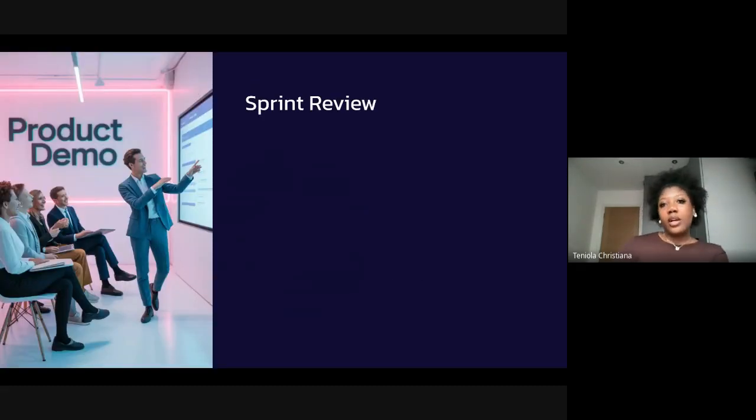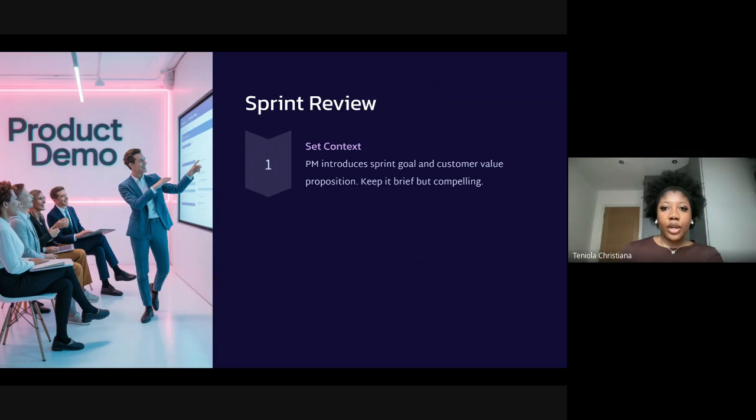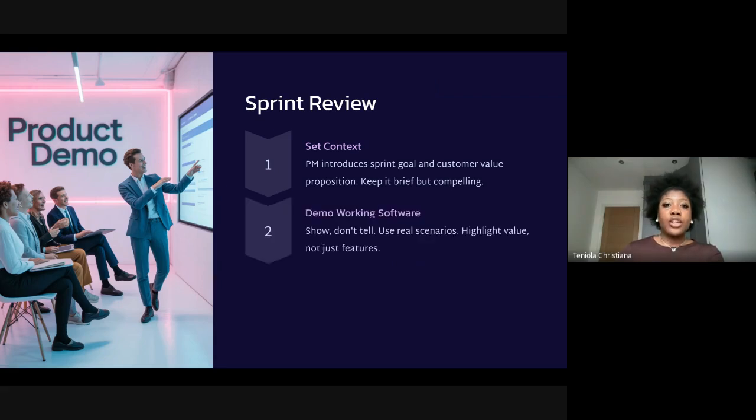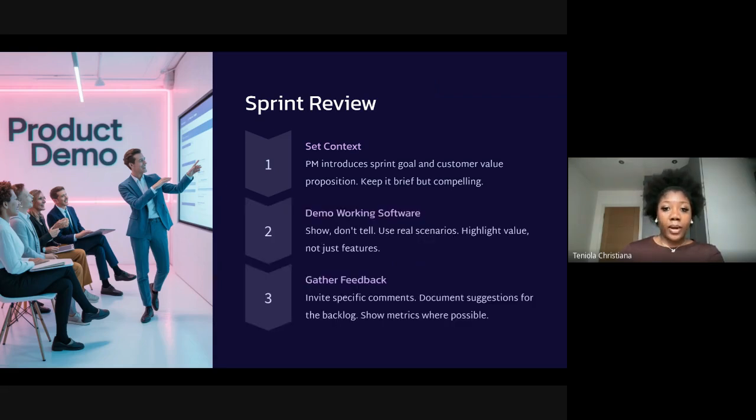You then have a sprint review. You want to really make sure that you introduce the sprint goal, you have set the customer value proposition, you demo the working software, and you gather feedback. This is at the end of a sprint, and it's not to be confused with a retrospective. At the end of the sprint, you want to have almost like a demo. It could be a showcase of what has been completed and what you intended to do, what the goal of that particular sprint was, and how the team were able to achieve that.